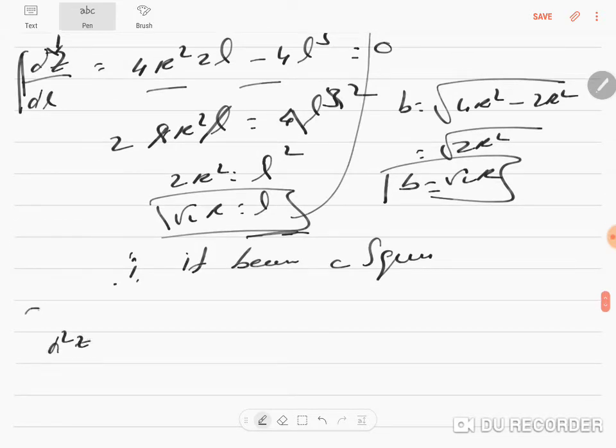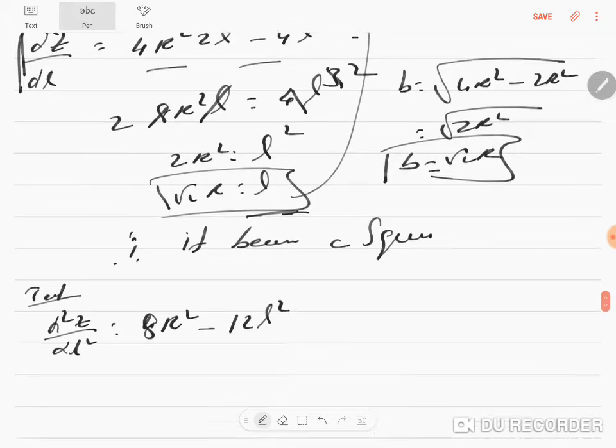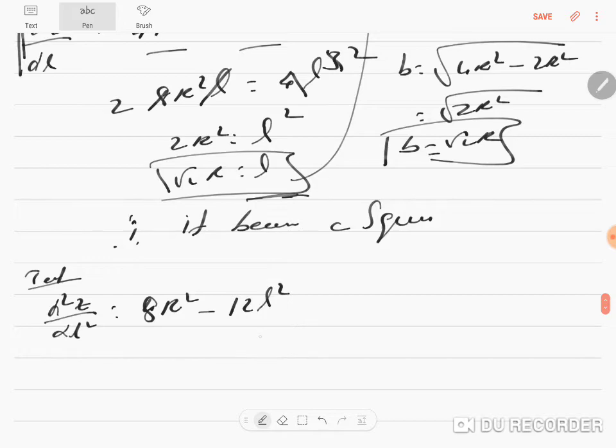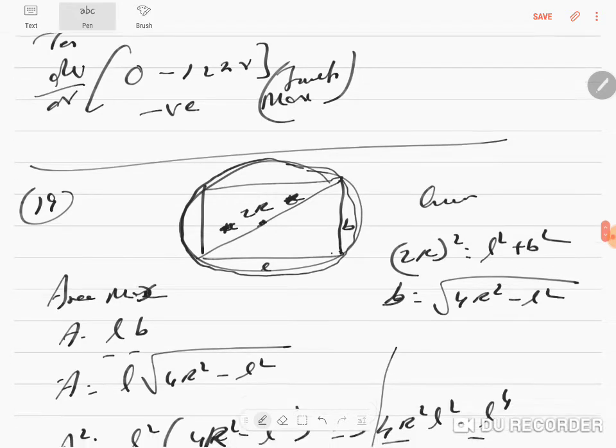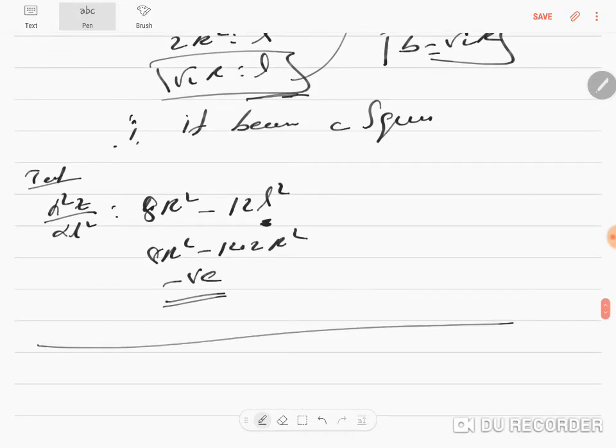D square is by dl square, 4r square, 8r square is a constant, L will become 1, dl by dl, so 1 minus 4 3 is 12 L square. To find whether it's negative or positive, substitute L in terms of R: 8R square minus 12 into L square, with L in terms of R being 2R square, so 24. You don't have to calculate, therefore it's negative. The question is maxima, so this confirms that the area you obtain is definitely maxima.